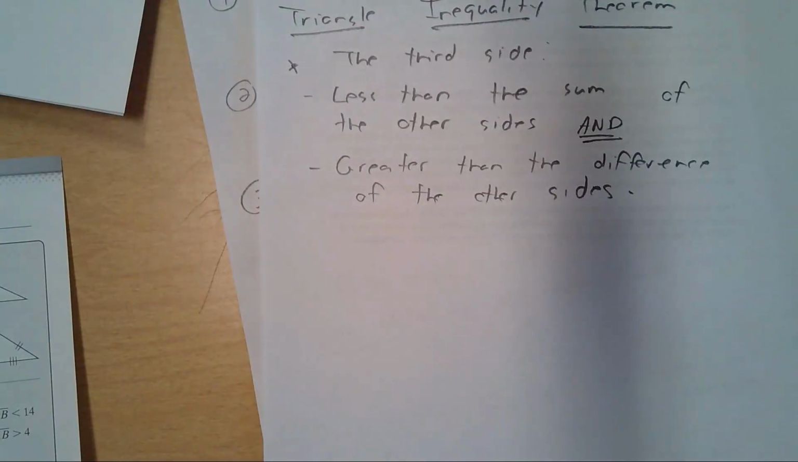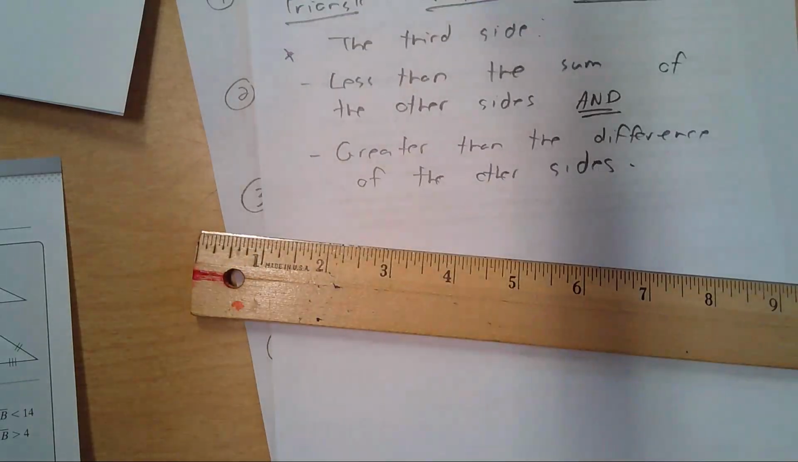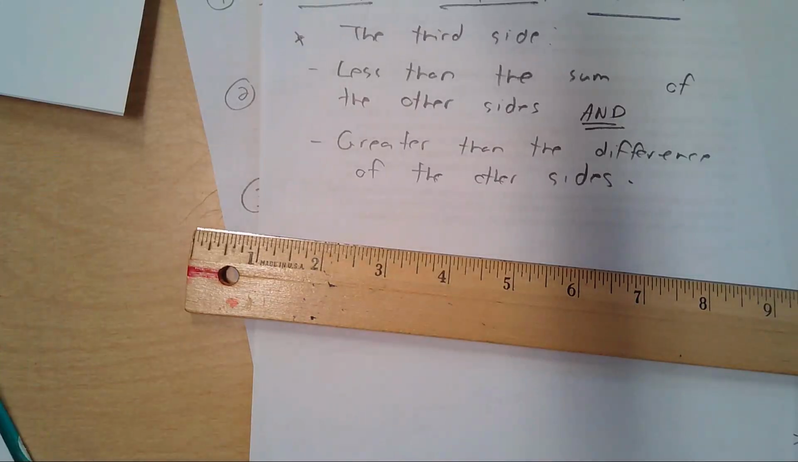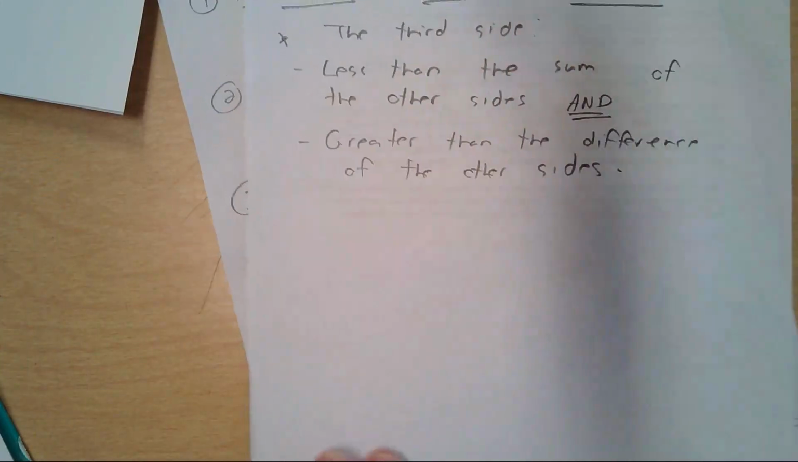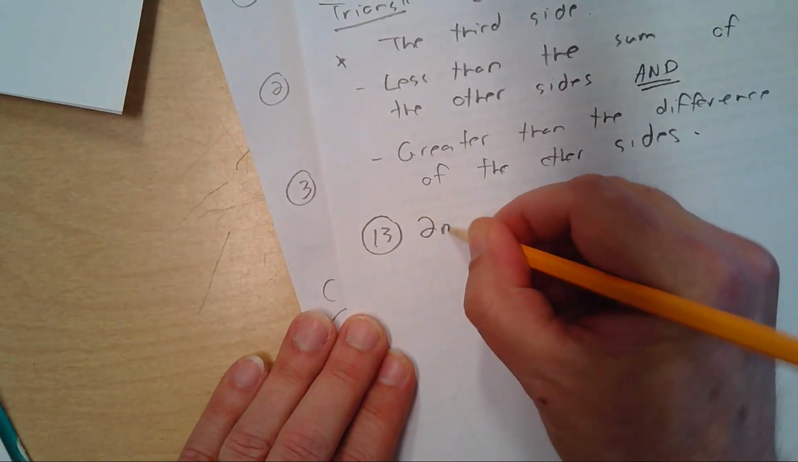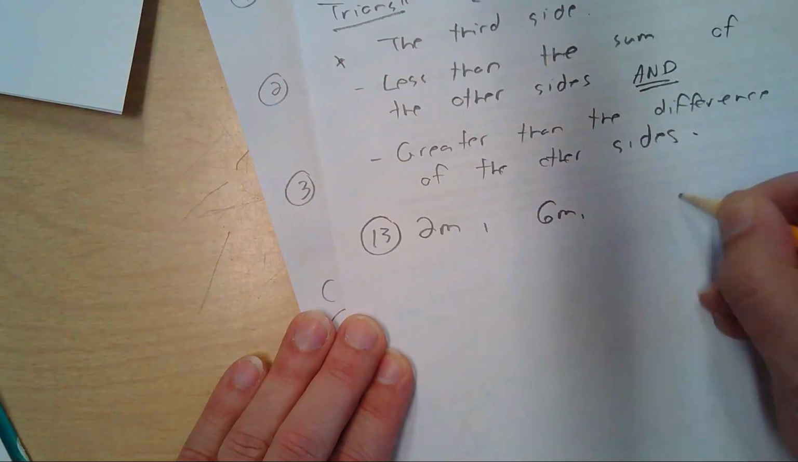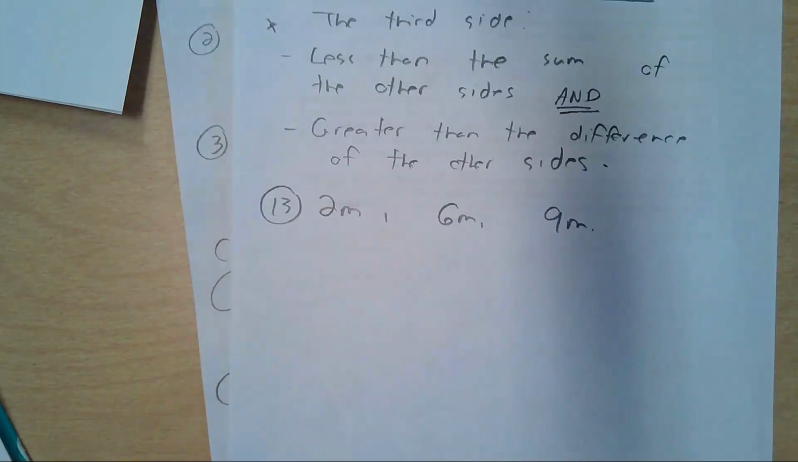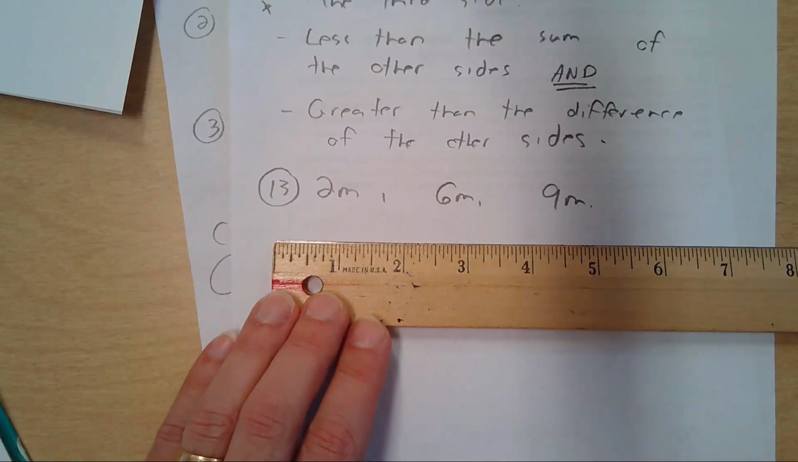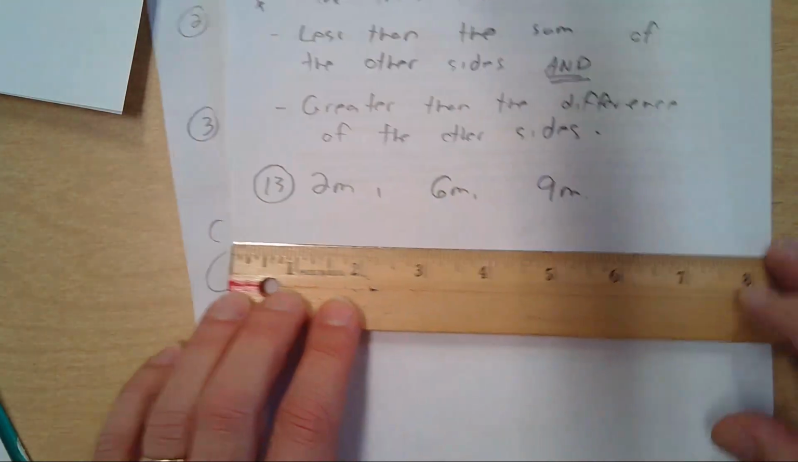I'm going to get my ruler out for a second. You don't necessarily need your ruler. You can just roughly sketch, but I want to be precise here for you. I'm going to start with number 13. It already tells us the answer is no, but how do we know? Number 13 says 2 meters, 6 meters, and 9 meters. Pretend I'm trying to draw them all out here.